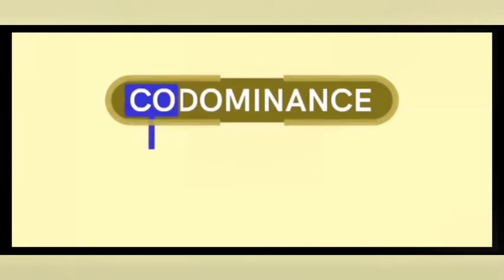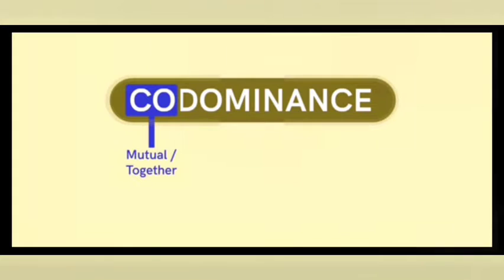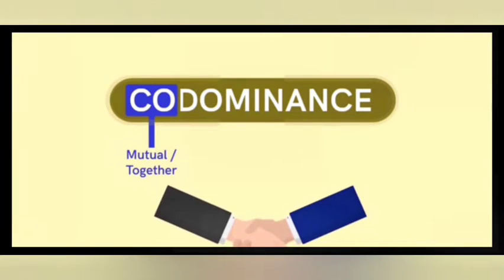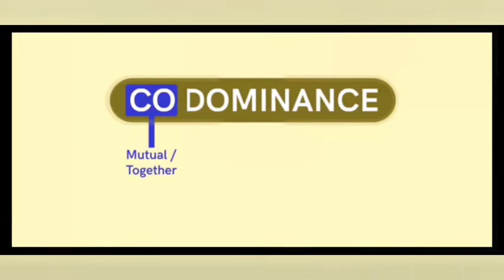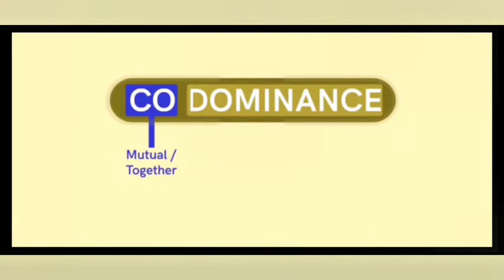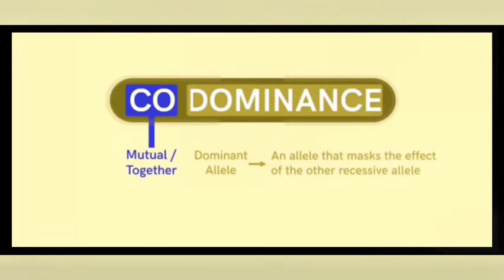Now let's study the concept of codominance. The word codominance is made up of co, which means mutual or together, whereas the dominance is the concept where a particular allele is able to mask the effect of other recessive allele.